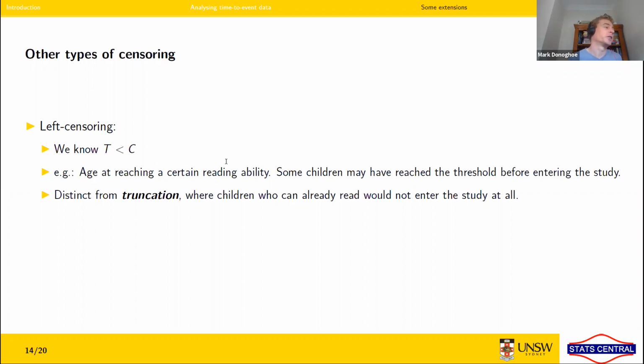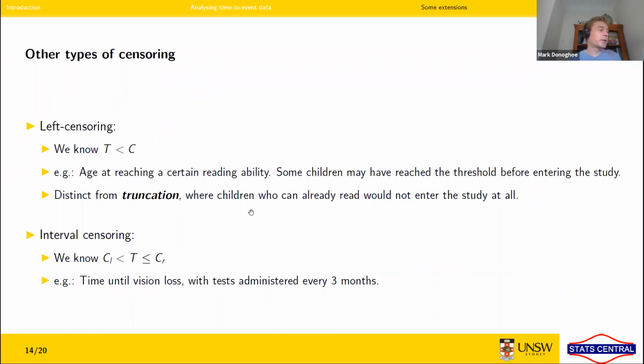So that's left censoring. It's important to note that this is distinct from the concept of truncation, which is where children who can already read would not enter the study at all. So if we were only screening children who were having difficulty reading, we wouldn't pick up anyone with a time to event younger than maybe 2 years. And it's just important to be aware of that.